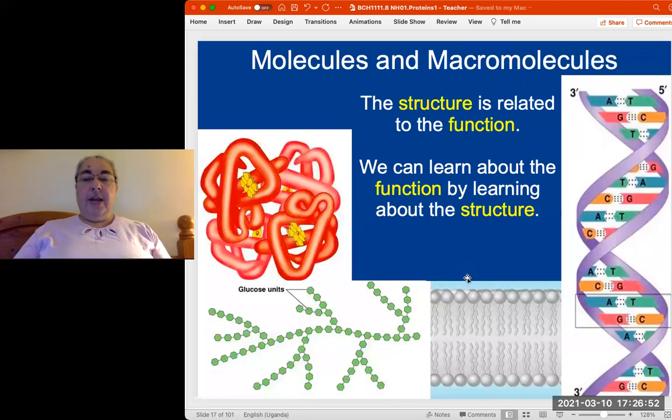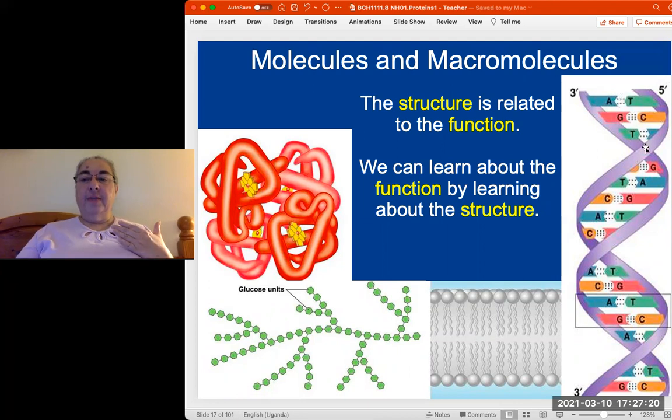Okay, so another important point about the molecules and macromolecules that we're going to be studying is that each of them has a biological function. And that biological function, we can understand a lot about it by looking at the structure of the molecules that carry out that function.